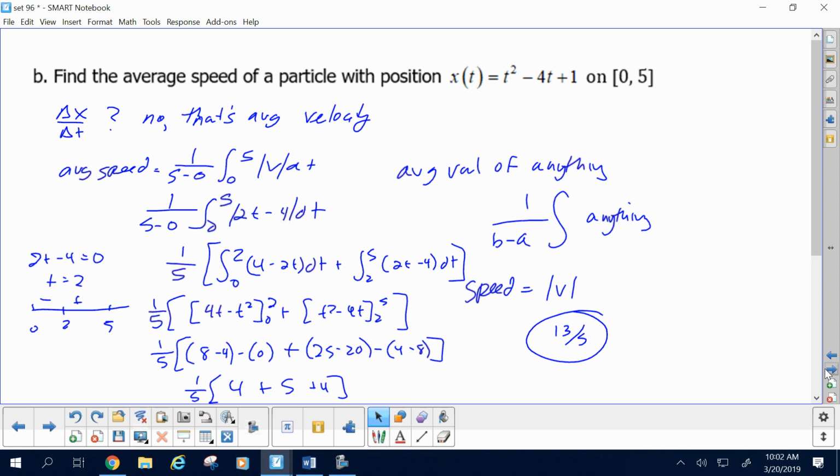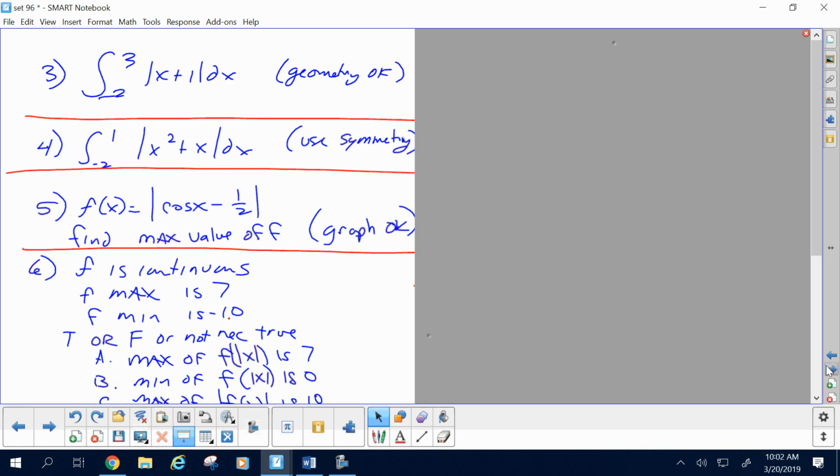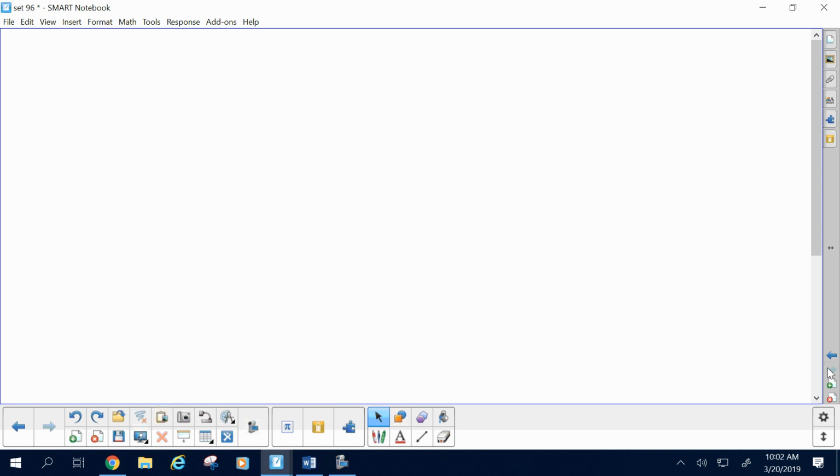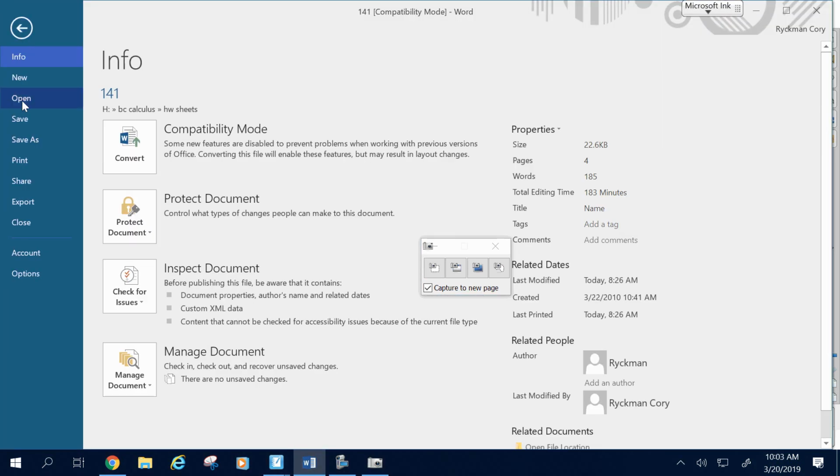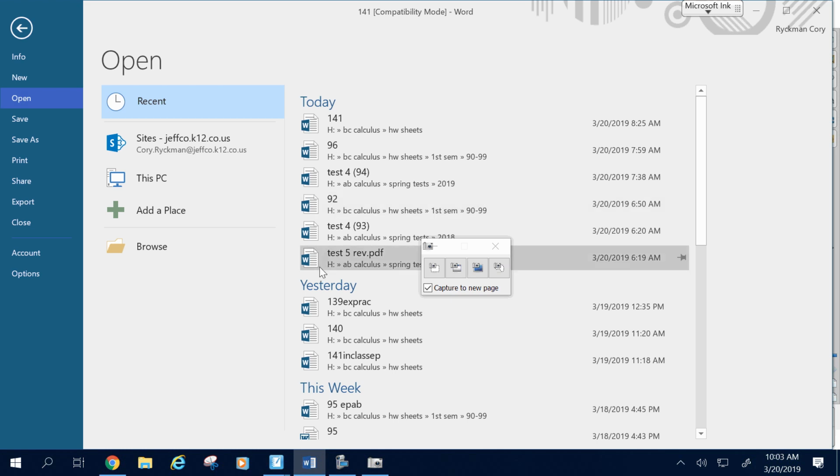Homework. How did the fun sheet go? Fun sheet, fun sheet.